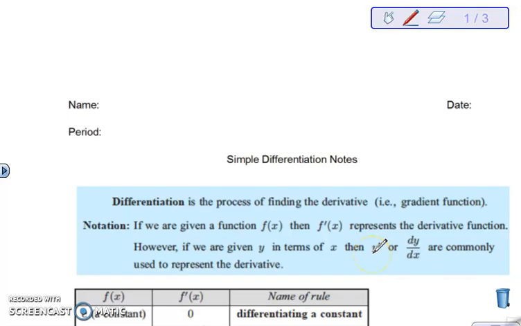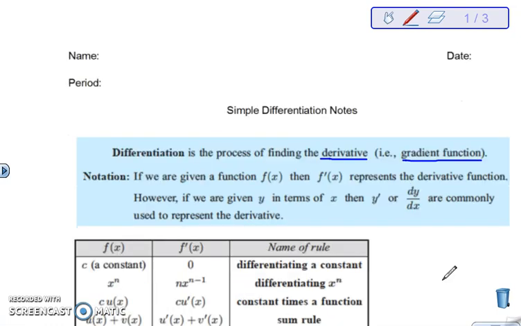All right, welcome. So today we are talking about simple differentiation. In class before we talked about the derivative of the function. Differentiation literally just means the process of taking the derivative, also known as the gradient function, because like we saw, the derivative of a function gives you the slope of that function at any point. So there's a couple of ways we can denote the gradient function.